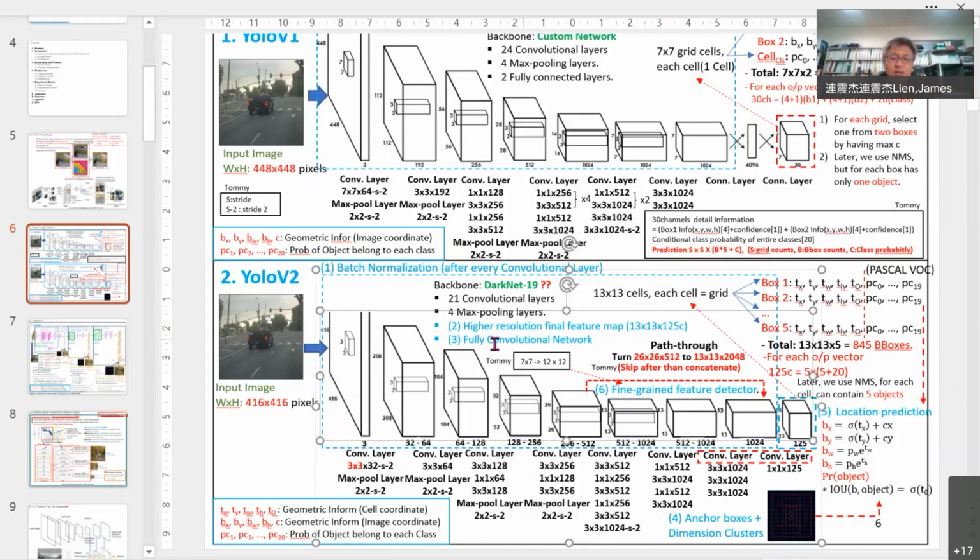Okay, the third one. YOLO V1 uses fully connected layers, while this is fully convolutional here. Convolutional means your input image size can be different. With fully connected layers, your input size must be fixed. So they improved this. The third one is this. The fourth is the anchor box.